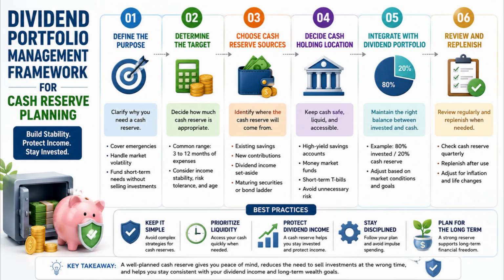Now, you integrate the cash reserve with the dividend portfolio. This means maintaining the right balance between invested assets and cash. For example, a simple structure could be 80% invested and 20% in cash reserve, depending on personal goals and market conditions. This balance can help protect income while still allowing the portfolio to grow.